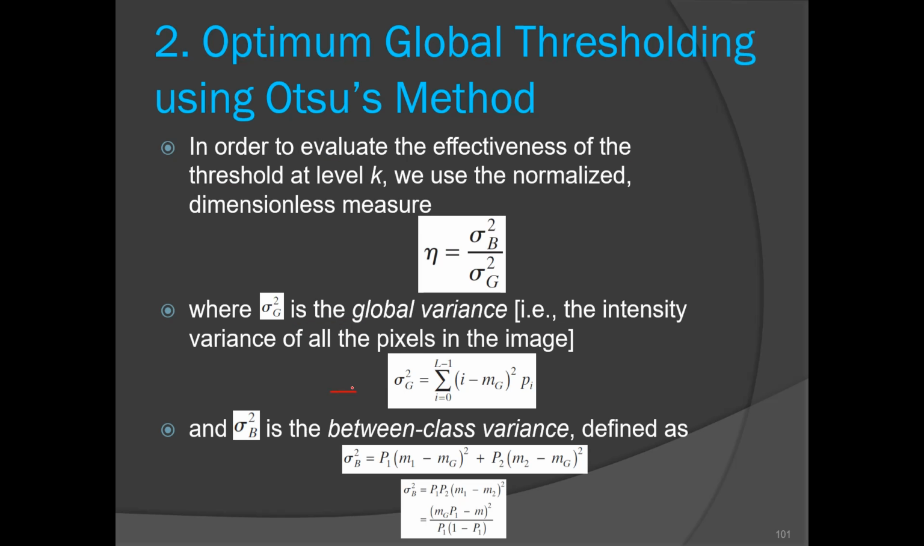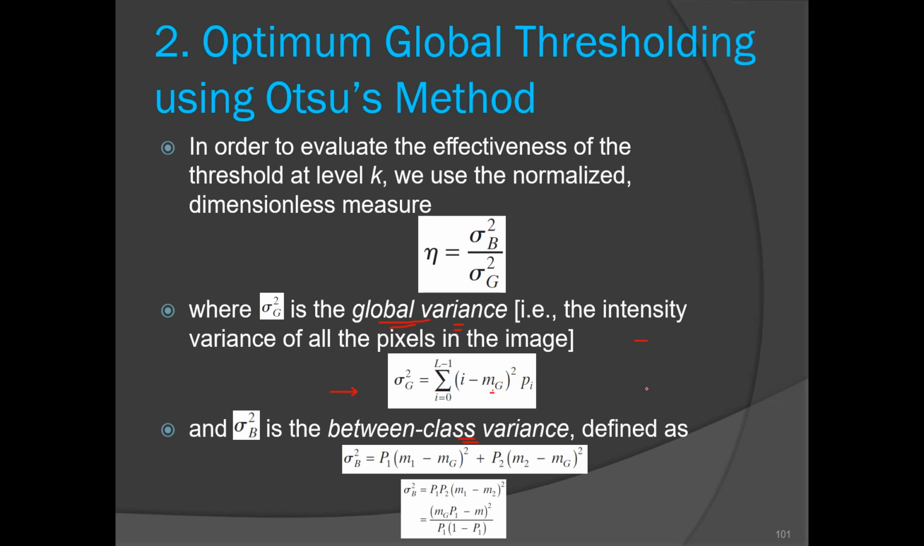Okay, now using this equation we are calculating the global variance. We know how to calculate variance: we subtract the current value from the mean and take the square of that. This is how global variance is calculated for the entire image. So it is the intensity value minus the global mean, squared, times its probability. This is our global variance. And now, the between class variance.